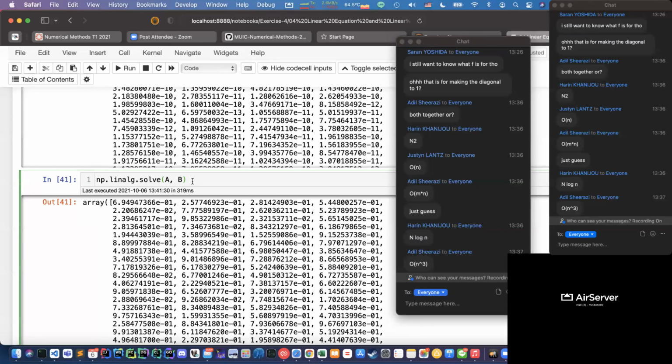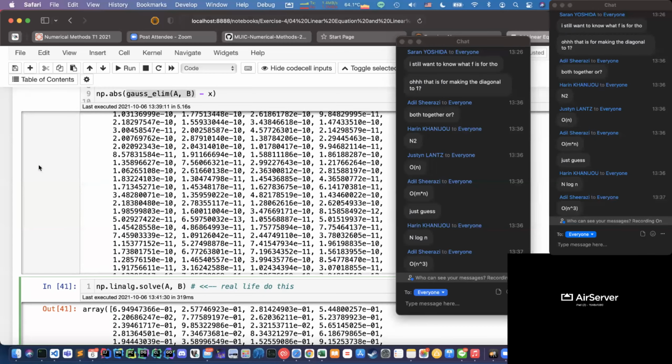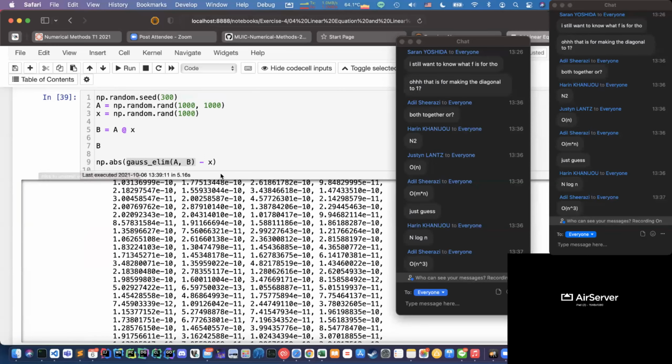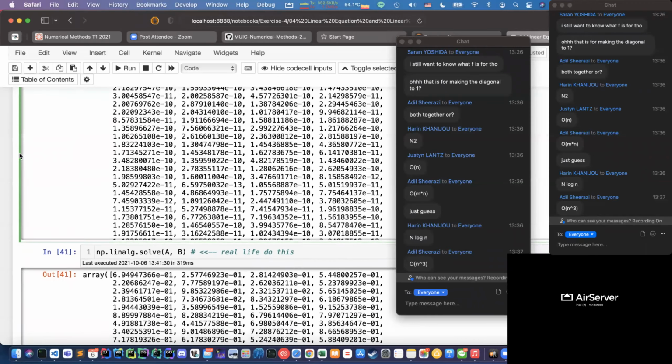Yeah, this is what you do in real life. Do this. Much faster because they know how the CPU instructions work, how the RAM works, and so on, which you might learn in the systems class, which a lot of you are taking.